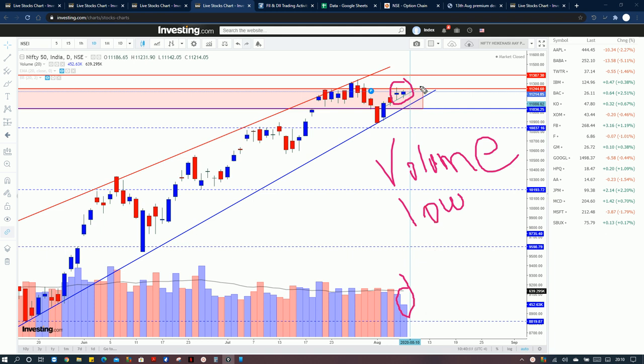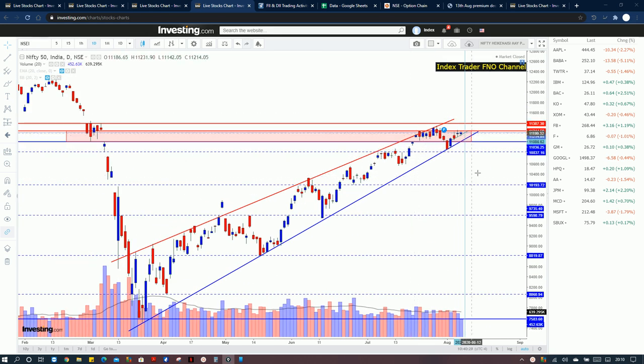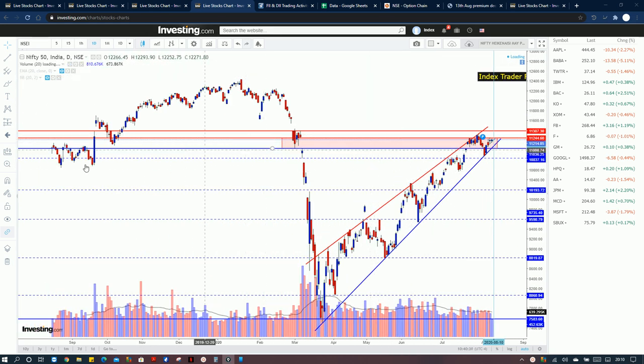Otherwise this up move is very limited only. There is a probability that it can reverse from the top. And also one more thing we need to watch out for is the similarity between the price action. So Nifty formed, during October, a speculative move upside.